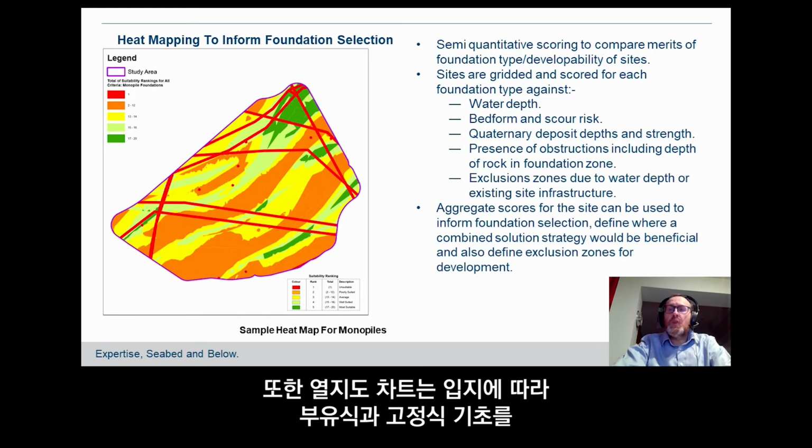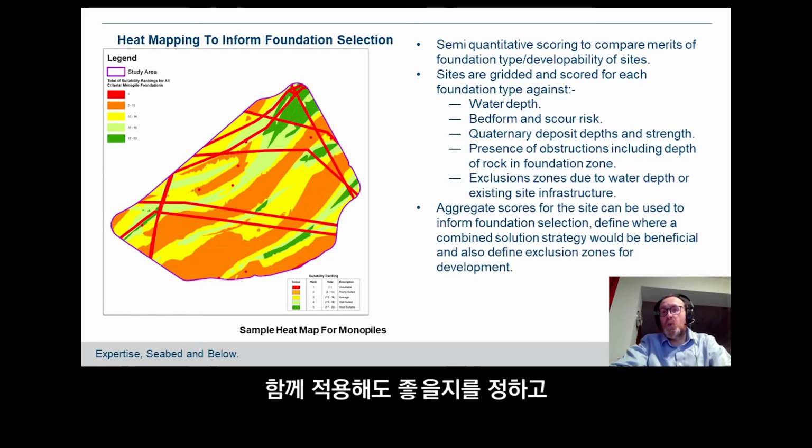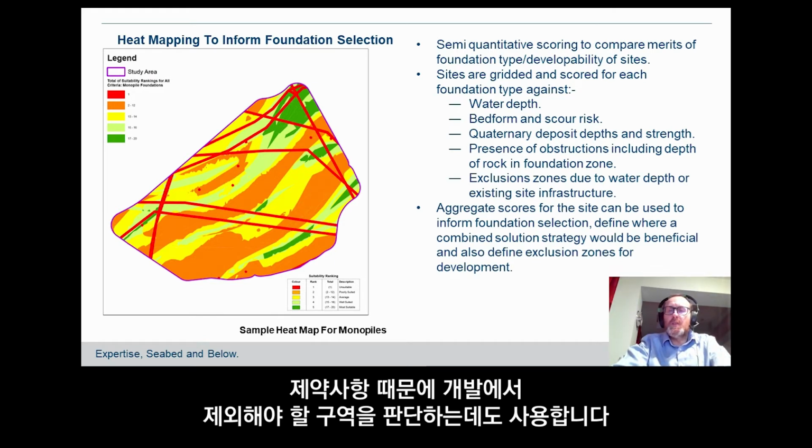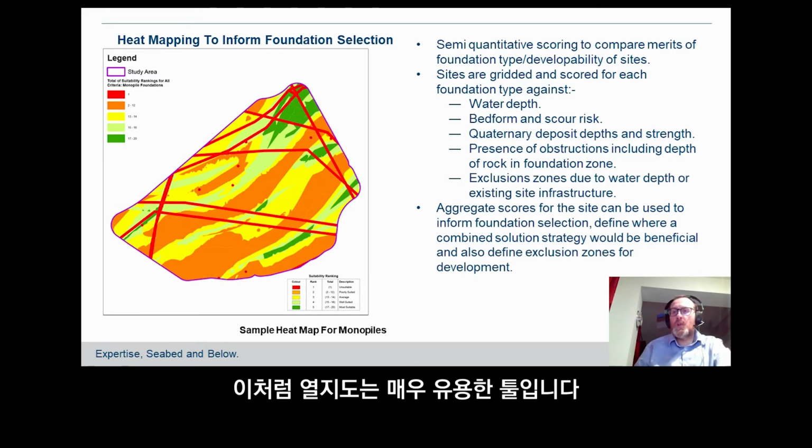The heat map charts can also be viewed to see whether dual foundation strategies might be suitable for a particular site, such as floating and fixed, and also to decide on areas which will be excluded from development because of difficult constraints. So it's a very useful tool that can be used.